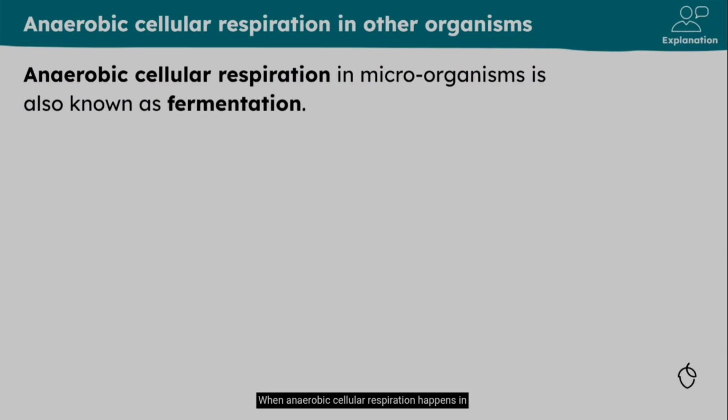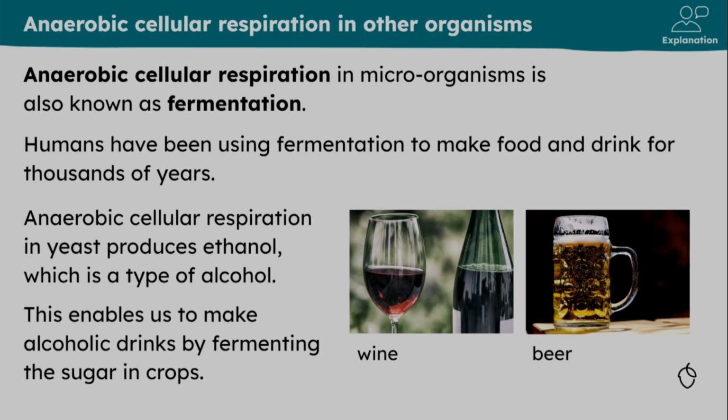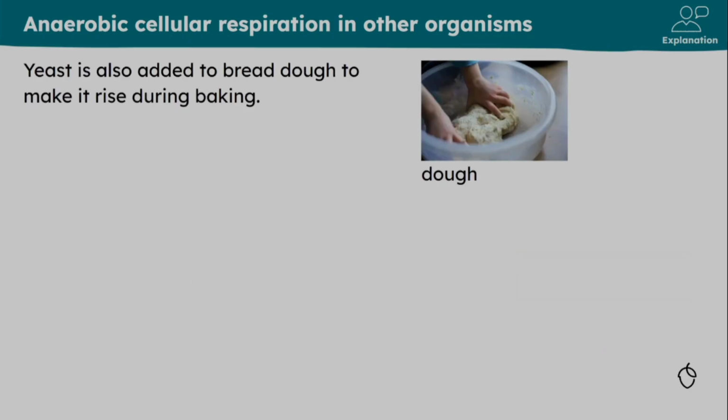When anaerobic cellular respiration happens in microorganisms, it has a special name. It is also called fermentation. Humans have been using fermentation to make food and drink for thousands of years. Anaerobic cellular respiration in yeast produces ethanol, which is a type of alcohol, and this enables us to make alcoholic drinks by fermenting the sugar that's inside crops.